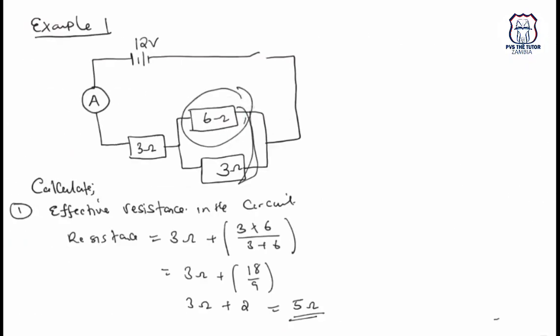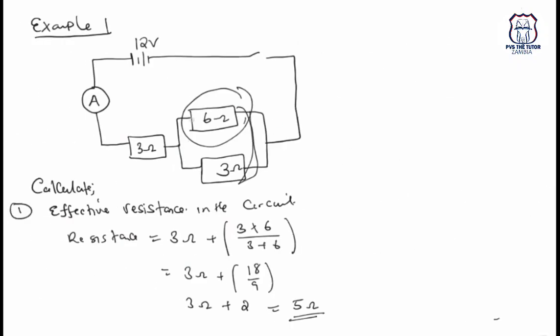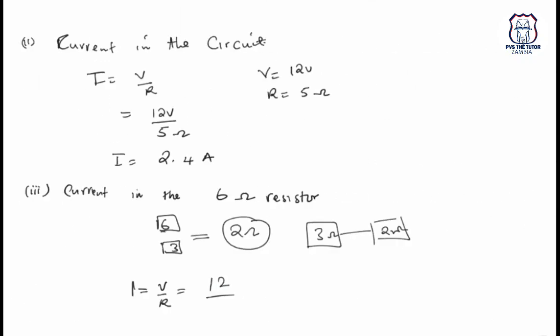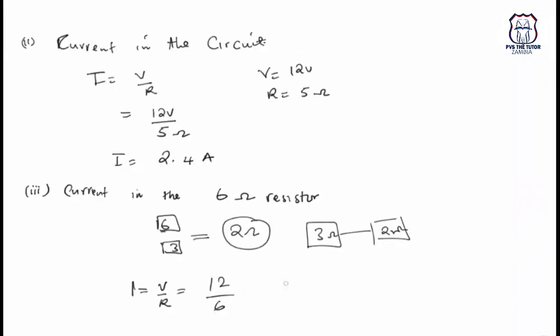So there we have the voltage around here is the same one, which is 12. So it's 12 over the resistance, which is 6. This will give us 2 amperes of current flowing in the 6 ohm resistor. Just simple as that.